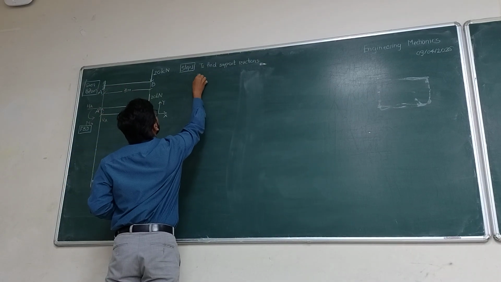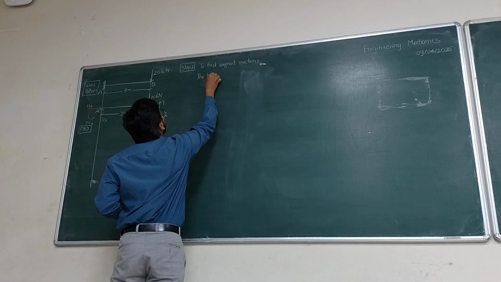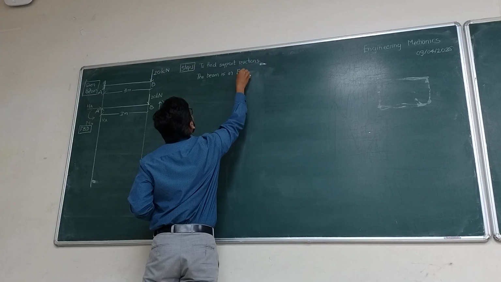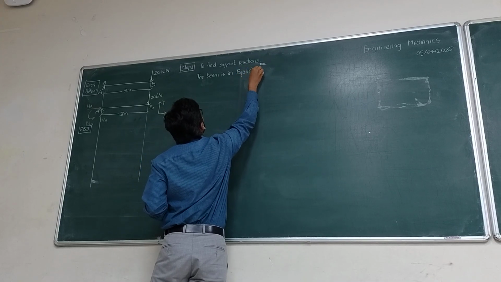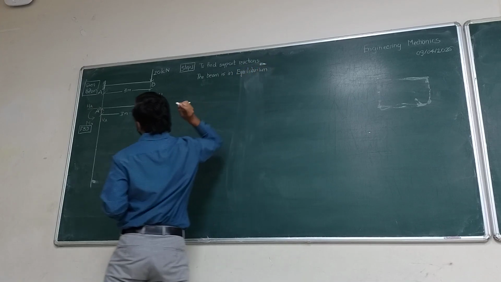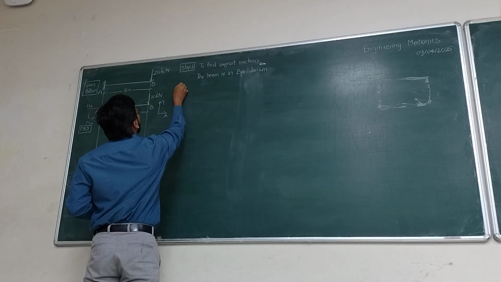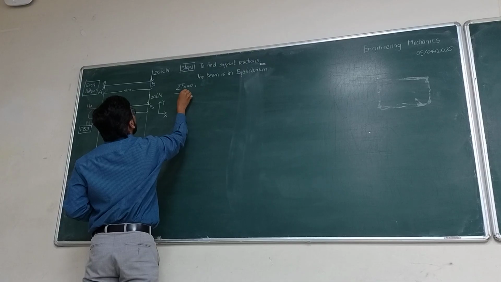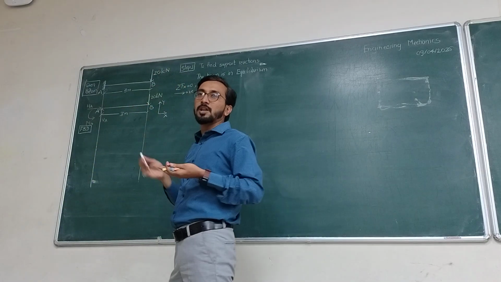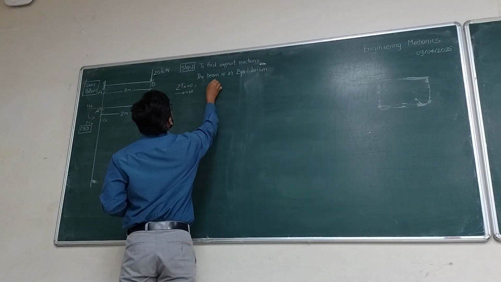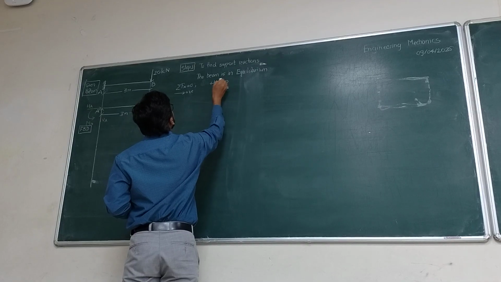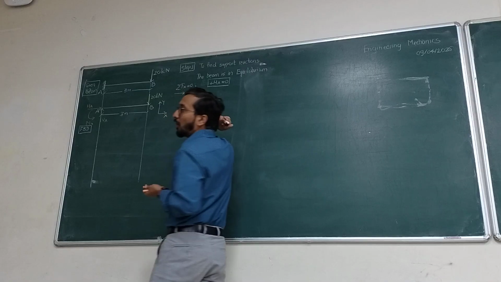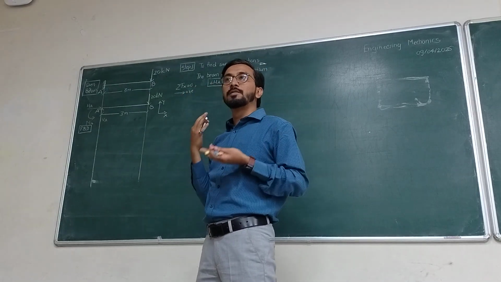So the beam is in equilibrium. So summation Fx, sum of forces in the x direction should be 0 because the beam is in equilibrium. So what do I get? Plus HA is equal to 0. As there is no horizontal force acting on the beam, the horizontal reaction will be 0.